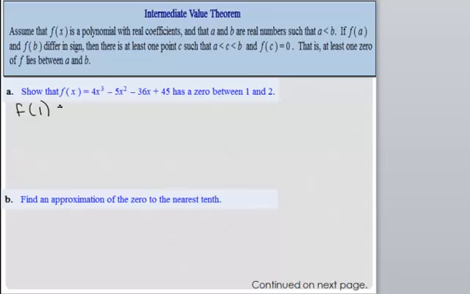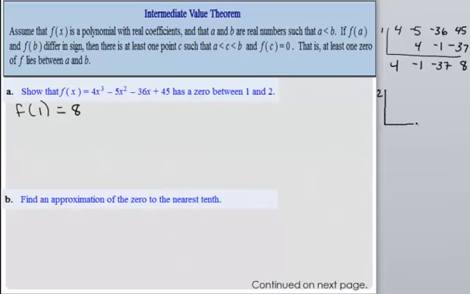Well, what is f of 1? Calculate it. We can either just plug it in or we can do synthetic division. F of 1, I don't know if I can squeeze that in, but we can try. 4, negative 5, negative 36, and 45. So 4, 4, negative 1, negative 1, negative 37, negative 37. So 45 minus 37 is 8. So this came out to be positive. F of 1 is 8.